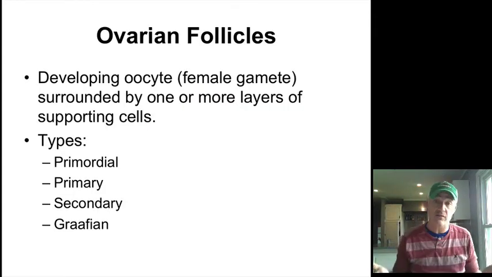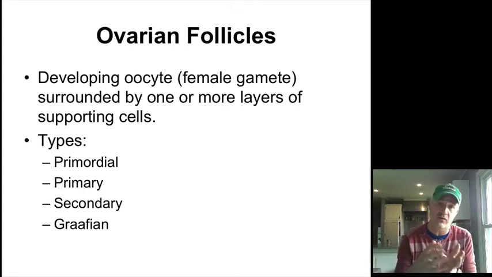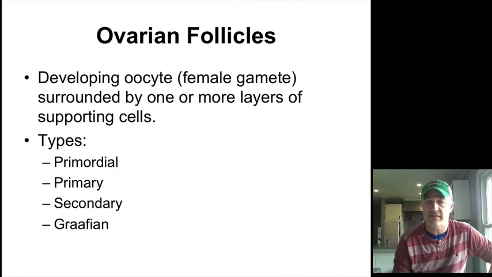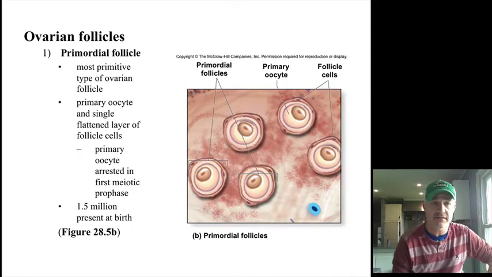So ovarian follicles, we're going to see there is actually 4 different types of follicles. And this first show is just going to be walking through what happens at the ovary through the different follicular stages and what can happen after that. So the types are the primordial, primary, secondary, and Graafian follicles.